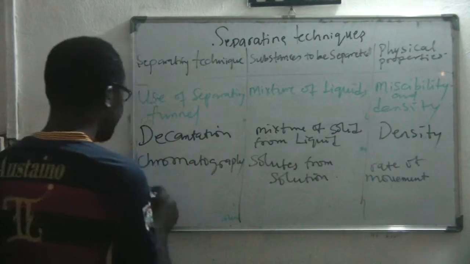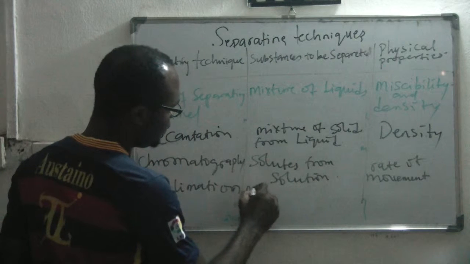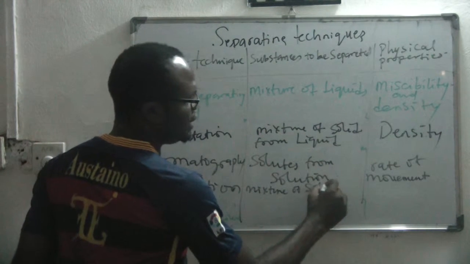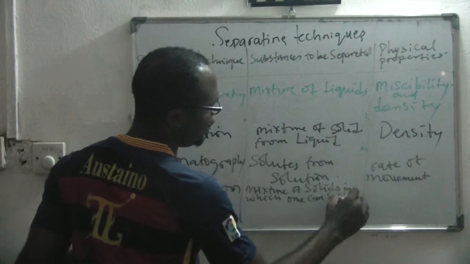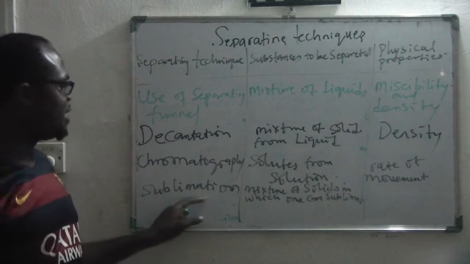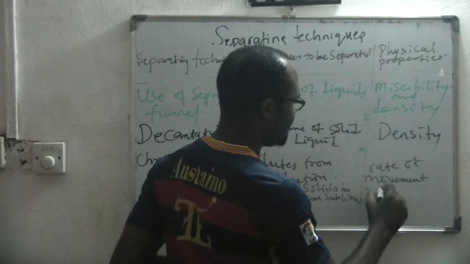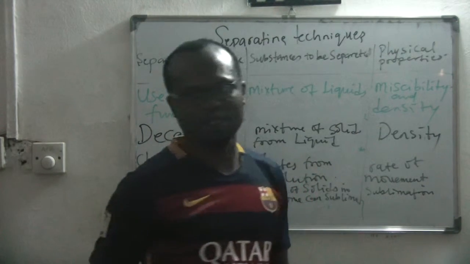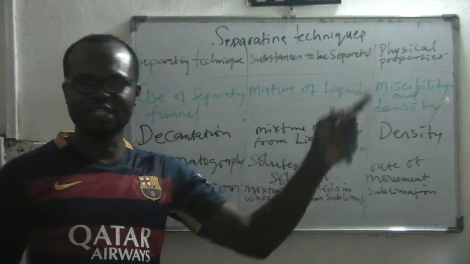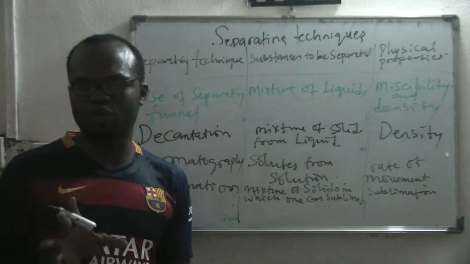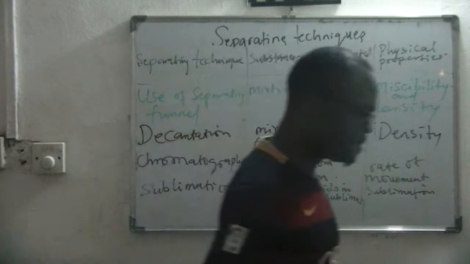What other? Sublimation. What kind of substances do we separate using sublimation? Mixture of solids in which one can sublime. The physical property utilized here is sublimation. Some substances do what we call sublimation, that's direct changing from solid to gas. Normally there are changes from solid to liquid and liquid to gas. But when a substance changes straight from solid to gas, we call it sublimation. Is that clear?